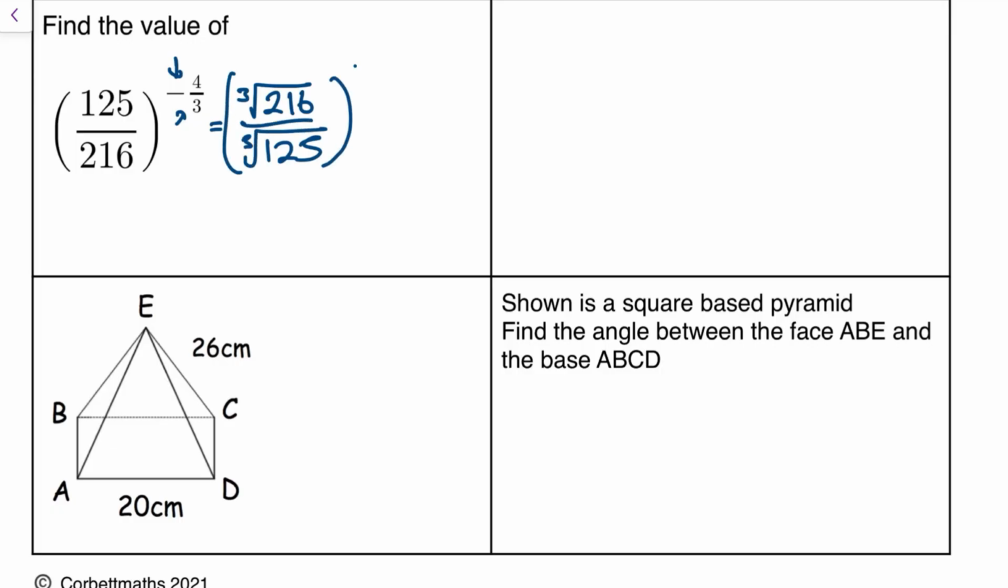And then I'm just going to do the whole thing to the power of 4. So let's do the cube root. The cube root of 216 is 6. The cube root of 125 is 5. Or to the power of 4.